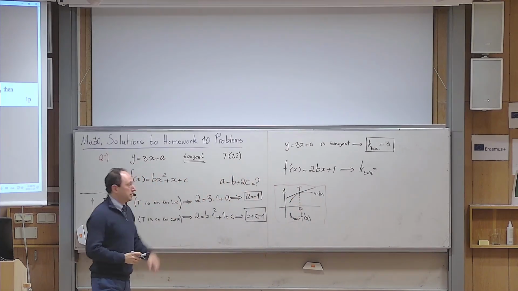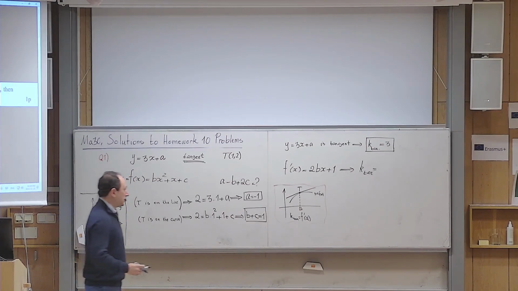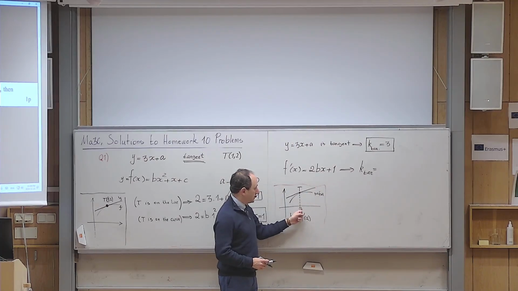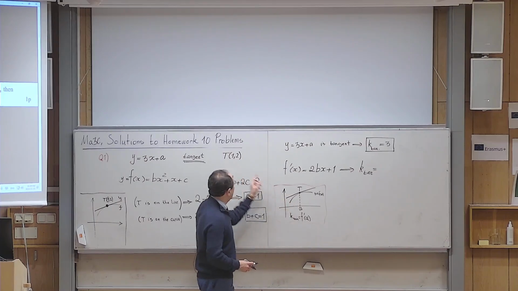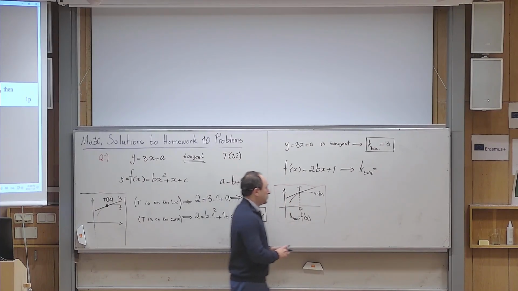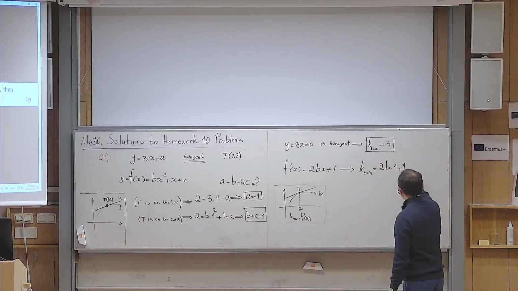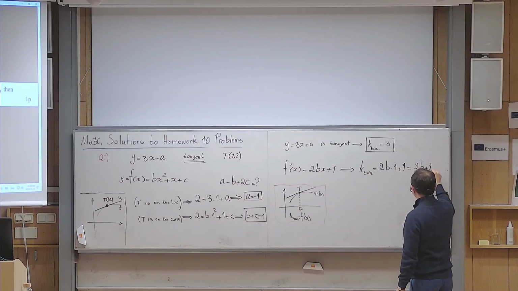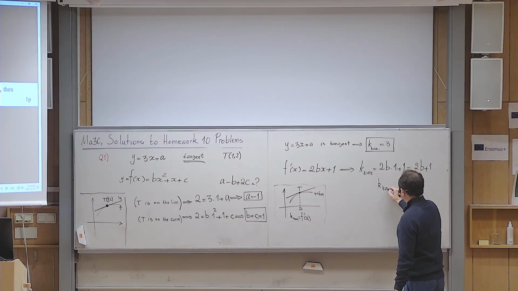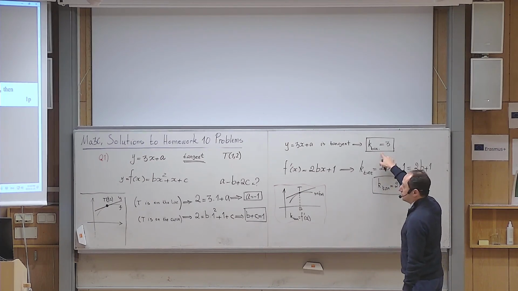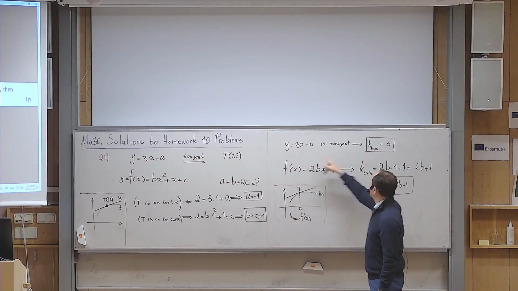So now I want to find the k of the tangent. What should I do? I need to calculate the derivative. I did. Then I have to replace x with a. What is a? a is the x coordinate of the point of tangency. So the k value becomes what? 2b times 1 plus 1, which is 2b plus 1. So k tangent, according to my calculation, is 2b plus 1. The same quantity k tangent, using the information given in the problem, is 3.